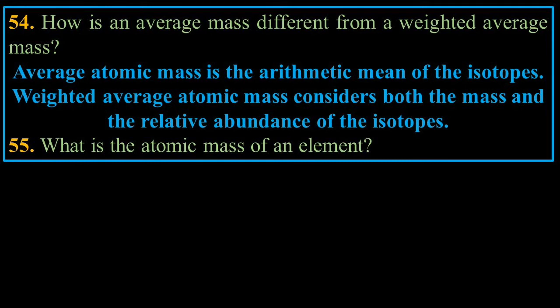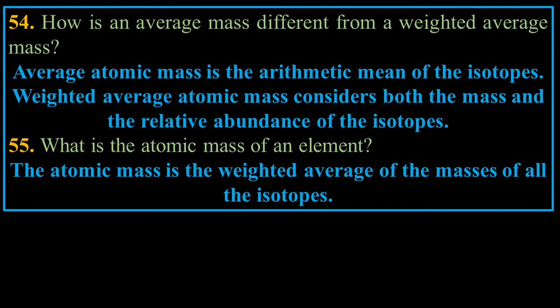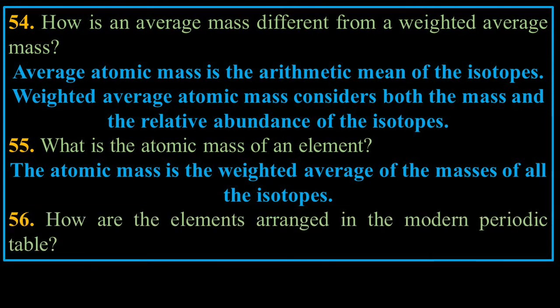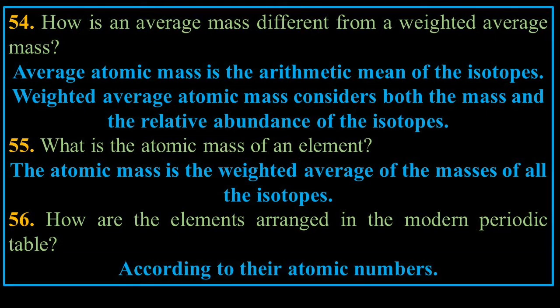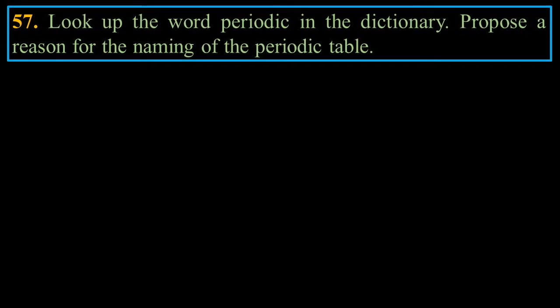What is the atomic mass of an element? The atomic mass is the weighted average of the masses of all the isotopes. How are the elements arranged in the modern periodic table as opposed to the classical? It's by atomic number, or according to the number of protons that are unique in each element.